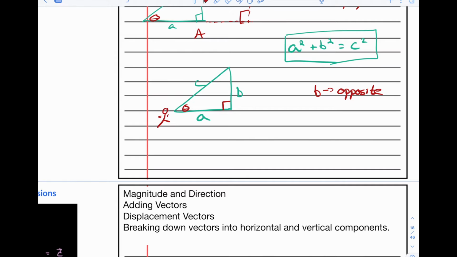Okay, that's where you're standing, and you're looking across. Opposite from you is going to be B. A is beside you, and they don't use the word beside. Another word that you can use for beside is adjacent.